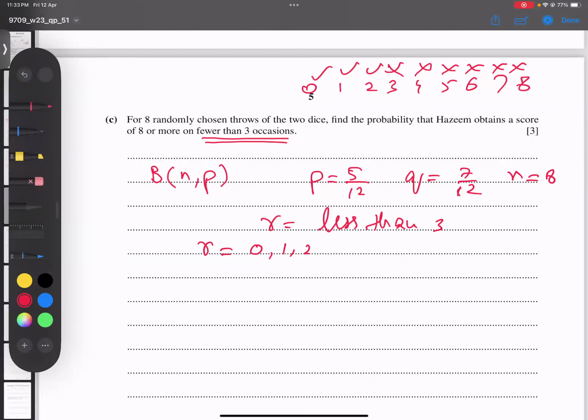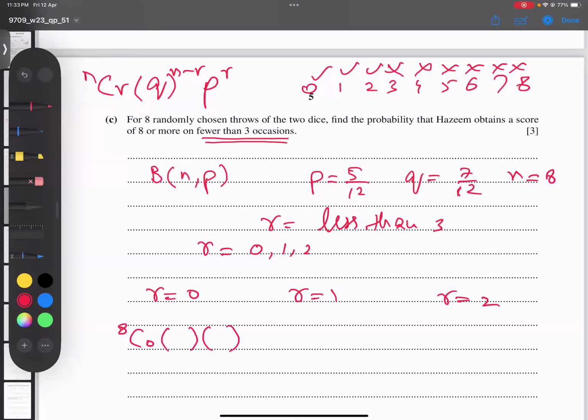So I'm applying here. What is the basic formula? You remember I'm writing it here on the top: NCR, Q to power N minus R, and P to power R. So N is 8, and R is these values, 1 by 1, put it here. And that's it. So let's apply the formula. If R is 0, if R is 1, if R is 2. So 8C0 in brackets, then 8C1 in brackets, then 8C2 in brackets.